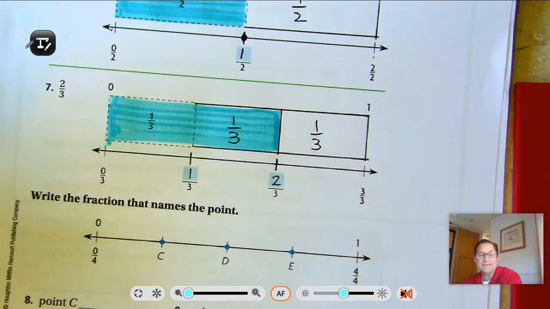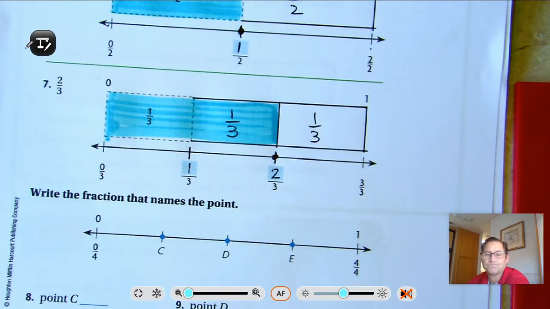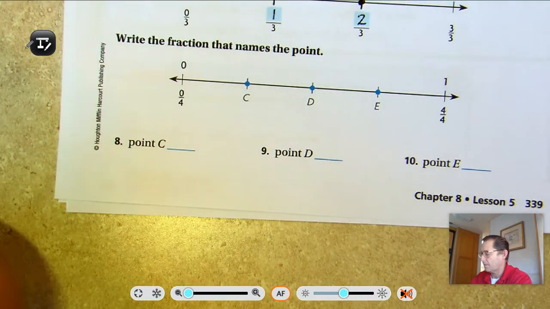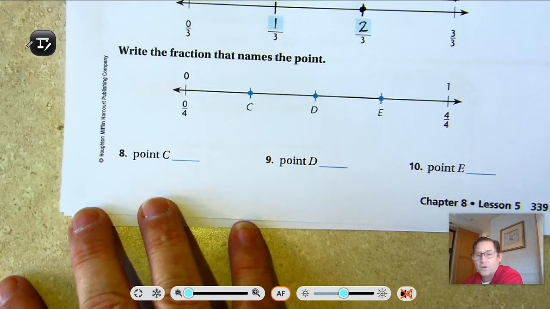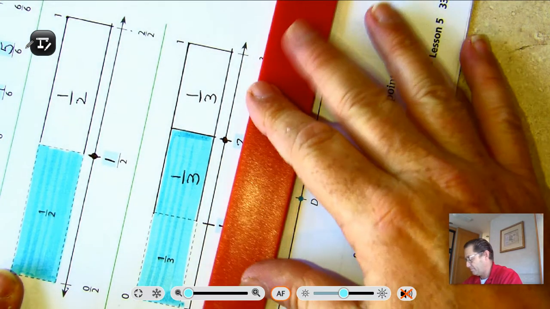And put a point at 2/3. All right, write the fraction that names the point. Okay, so we see that it's broken into fourths. I don't see any fraction strips drawn here, but we can draw them in.